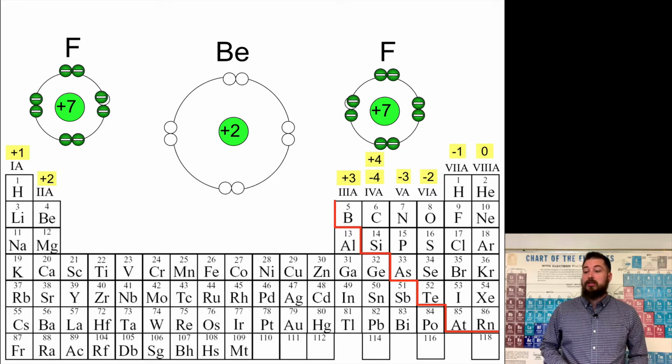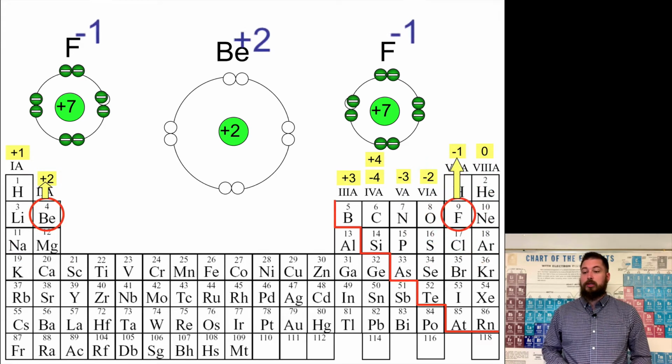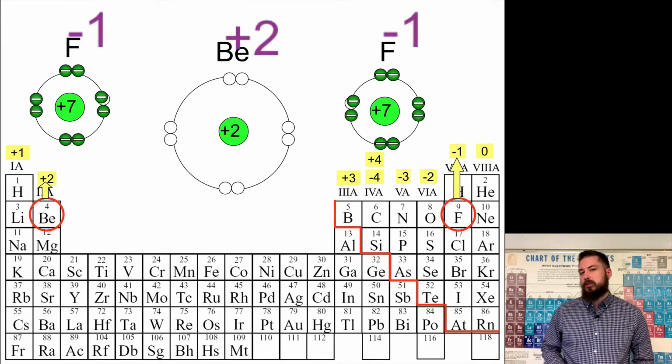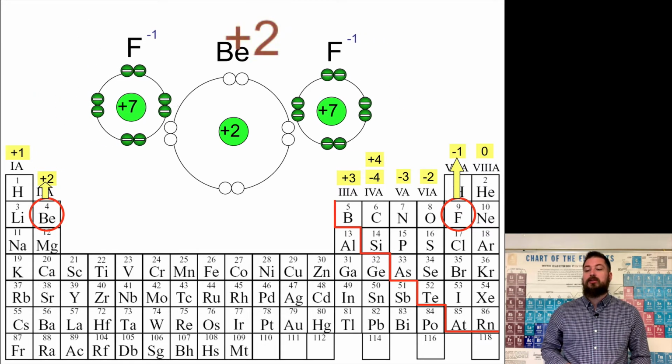And so notice how for beryllium to lose 2 valence electrons, it needs to have 2 fluorines around it to gain those electrons. Now the beryllium becomes a 2+ and the fluorine becomes a 1-. And what I want you to notice is, what is the overall charge of everything? Well, the fluorines each are 1 negative, so that's a total of 2 negative, and then the beryllium is 2 positive. So the overall charge of everything is 0.